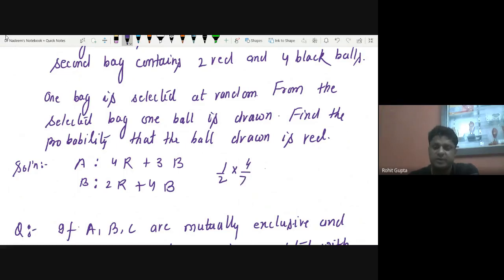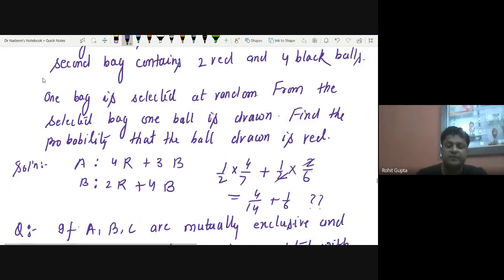But it may happen that the second bag will come. That is one by two. So how many red balls? Two out of six. Okay, the twos cancel out. So what is the final answer? 4 by 14 plus 1 by 6. Now solve it and find the final answer.